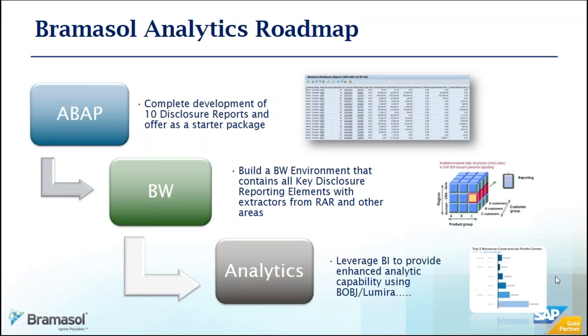So basically our architecture starts out here with RAR, where we've got the ABAP layer. As mentioned before, we've got 10 disclosure reports built out here. And then we've got BW connected to RAR. It's pulling the data in, and we've got reports built out here for disclosure reporting. And then connected to BW is the analytics tool.